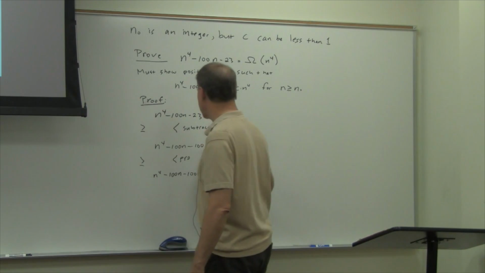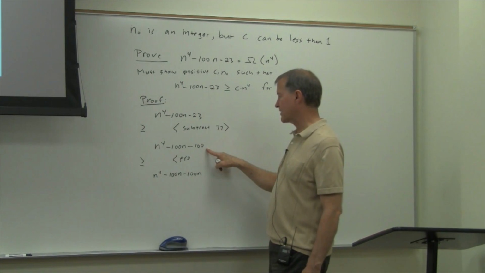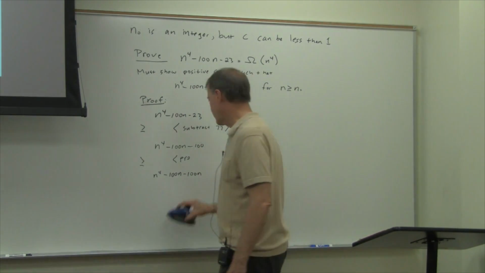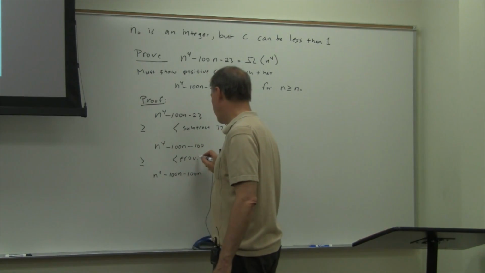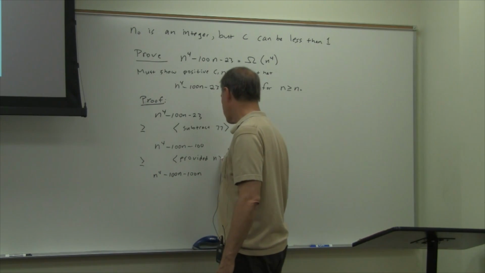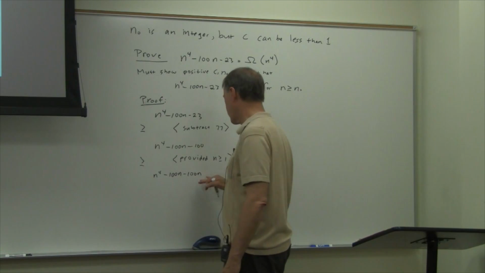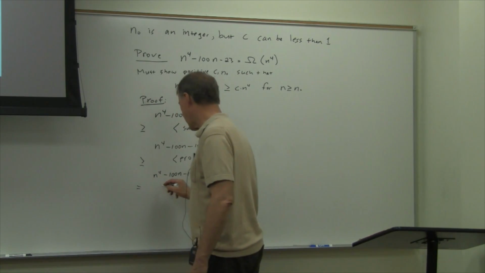Yeah, okay, so this is provided n is positive. Actually, if n were less than 1, you'd be adding. Yeah, if it was 0, you'd be subtracting 0, so it'd still be greater than or equal to. Provided n is greater than or equal to 1. Does everybody agree here?